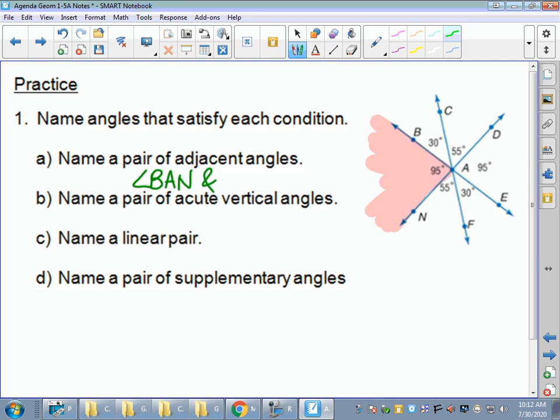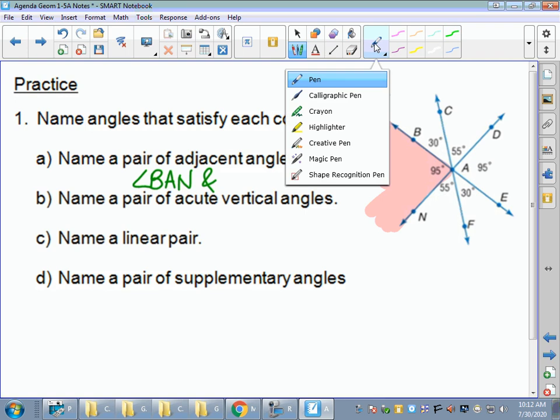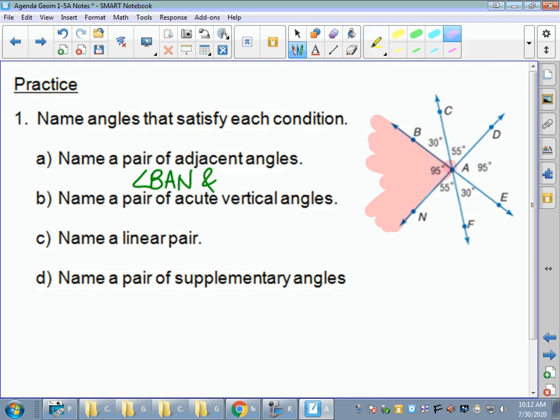We only list one. So if I were looking for an adjacent angle, it's got to share that vertex A and the side. So if I were looking up here, I might say, well, that side right there, that would be an adjacent angle. So I could say angle BAN and angle BAC. Notice the A is in the middle and the B is in both of them because that's the common side they share, which is ray AB.